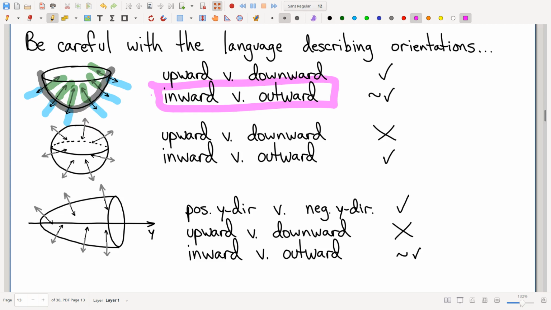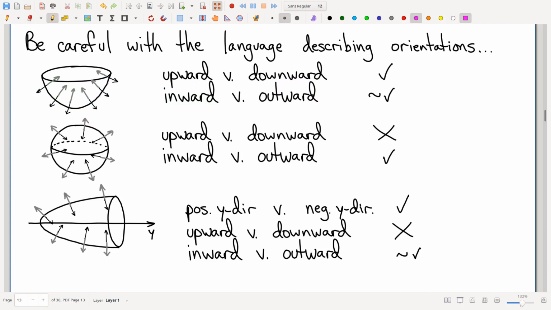And further, realize your best choices of language depend very much on the kind of surface you're talking about. So for example, on this sphere, you look at these two options for your orientations.